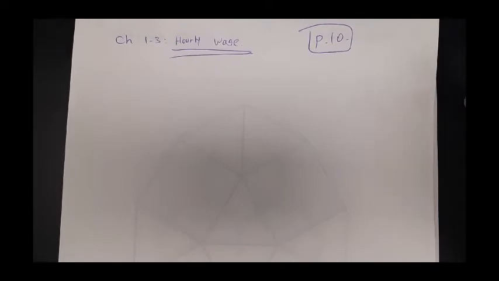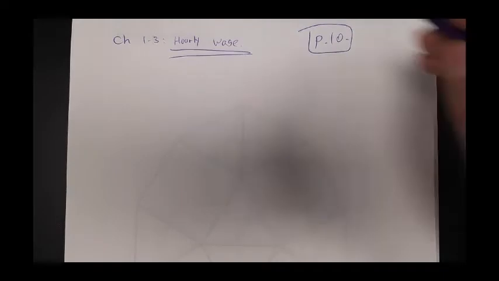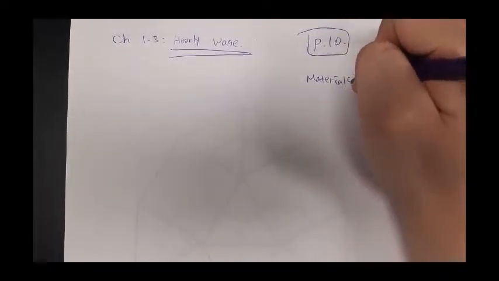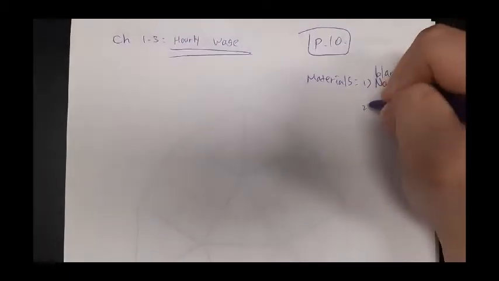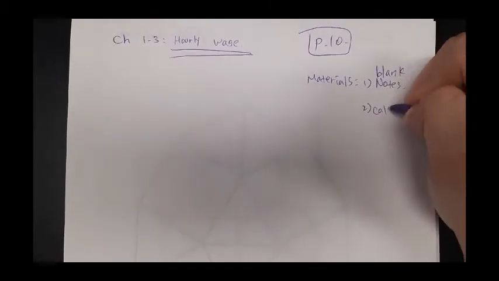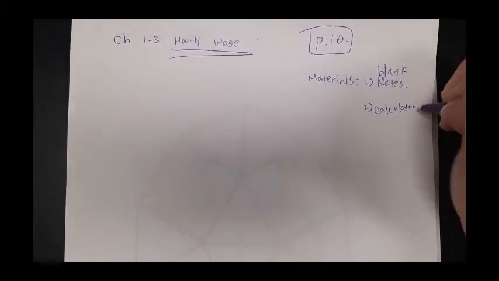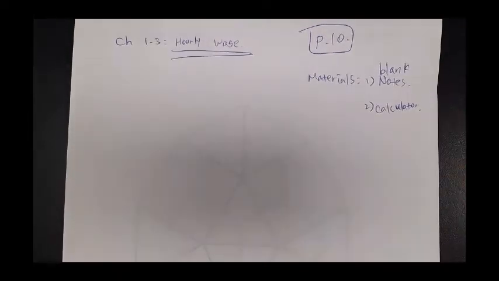Chapter 1.3 talks specifically about hourly wage. And like I mentioned, you need materials: number 1, blank notes, and number 2, your calculator. I want you to prepare these two materials.